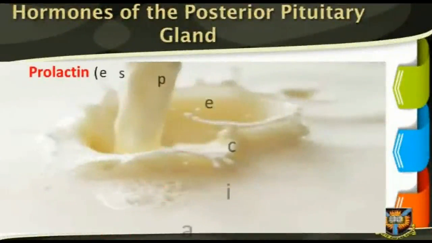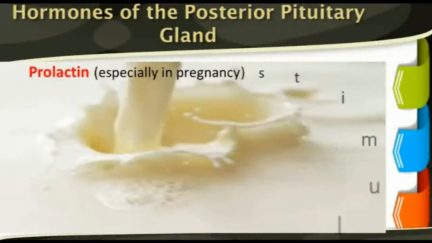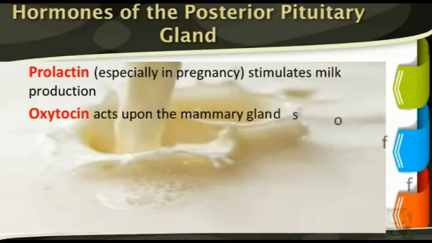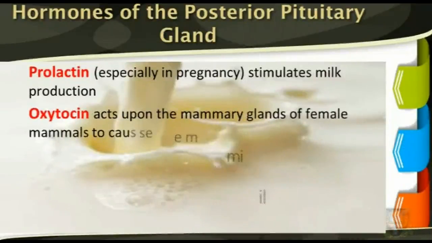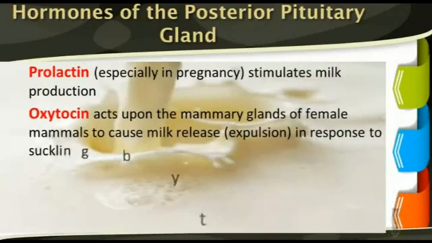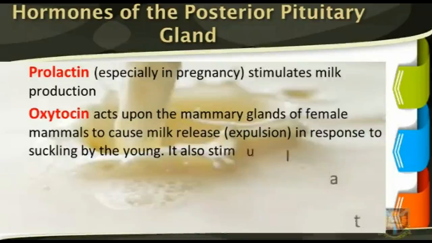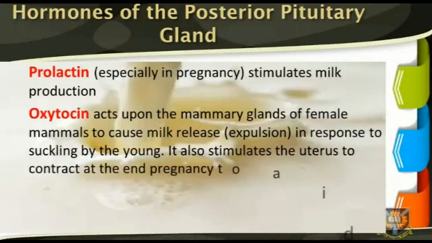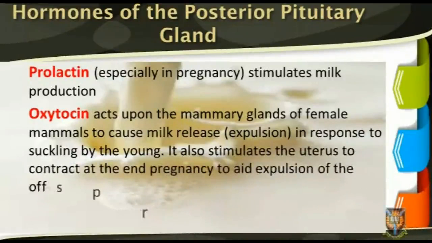The hormones of the posterior pituitary gland are: 1. Prolactin, especially in pregnancy, stimulates milk production. 2. Oxytocin acts upon the mammary gland of female mammals to cause milk release or expulsion in response to suckling by the young. It also stimulates the uterus to contract at the end of pregnancy to aid expulsion of the offspring.